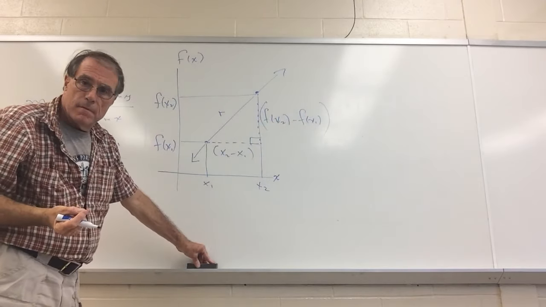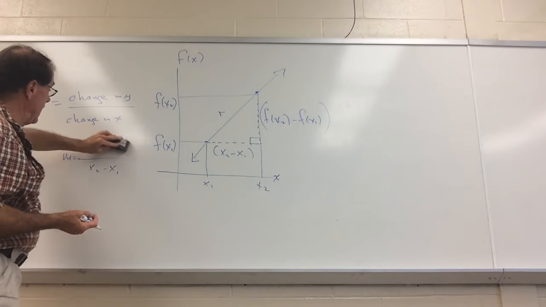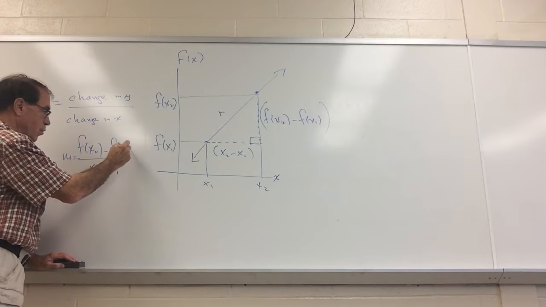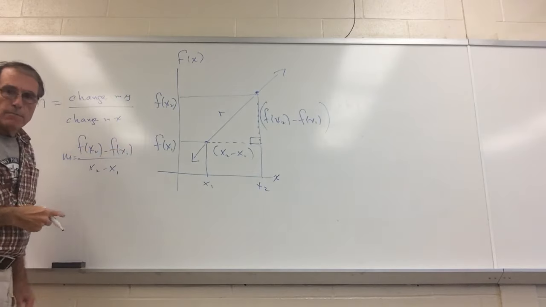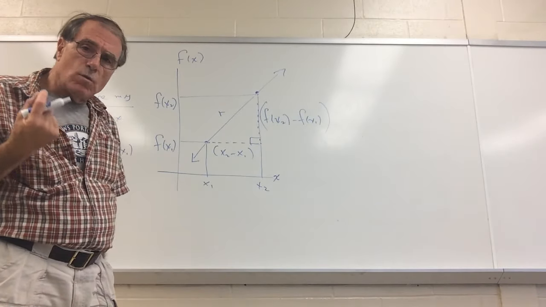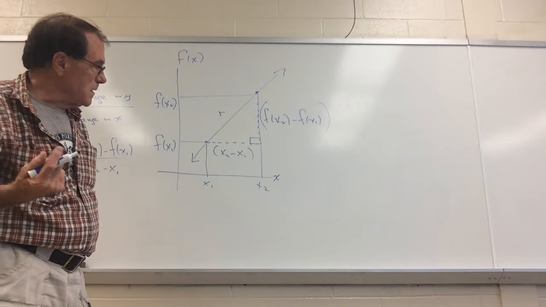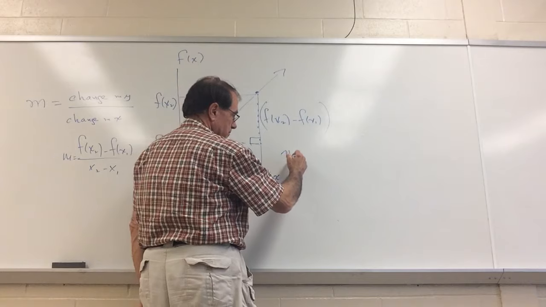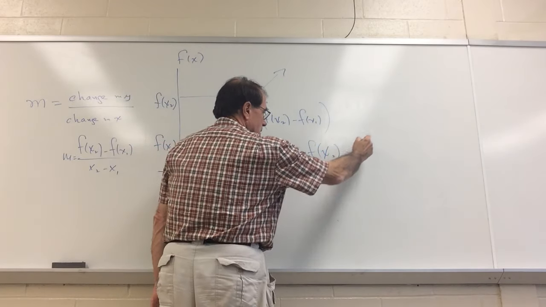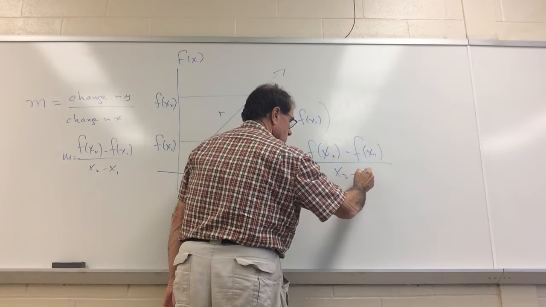So then I could express slope as f of x sub 2 minus f of x sub 1 divided by x sub 2 minus x sub 1. Now this will give us a very powerful development. So I'm going to write my slope as f of x sub 2 minus f of x sub 1 divided by x sub 2 minus x sub 1.